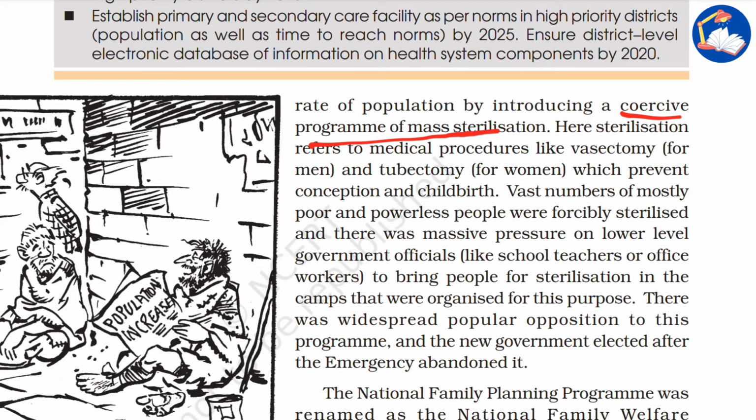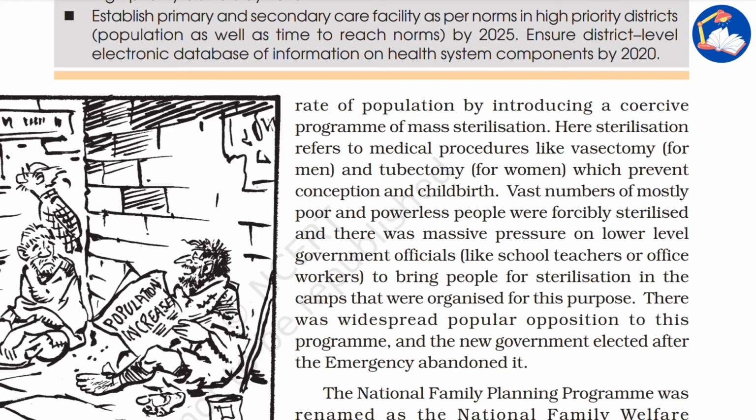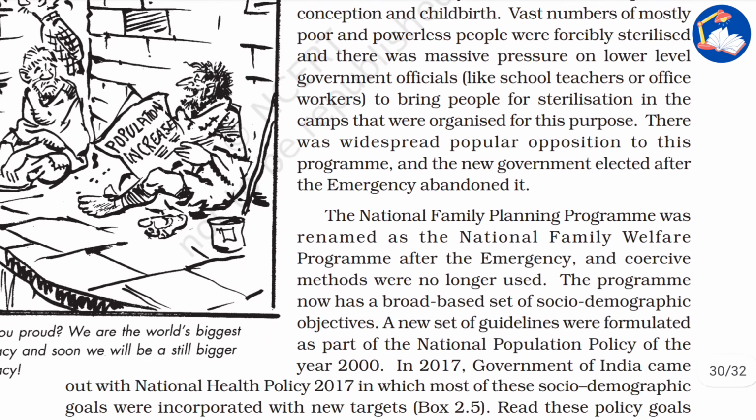Here, sterilization refers to the medical procedures like vasectomy and tubectomy, which prevent conception and childbirth. Vast numbers of mostly poor, powerless people were forcibly sterilized, and there was massive pressure on lower government officials like school teachers and office workers to bring people for sterilization in the camps that were organized for this purpose. There was widespread popular opposition to this program, and the new government elected after the emergency abandoned this.